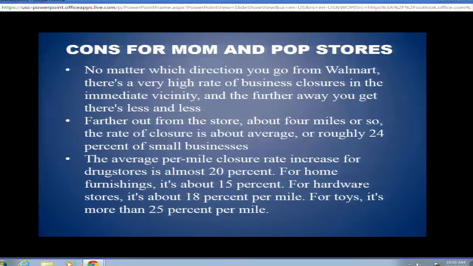An average per mile closure rate increase for drugstores is almost 20%. For home furnishings, it's about 15%. For hardware stores, it's about 18% per mile. And for toys, it's more than 25% per mile.